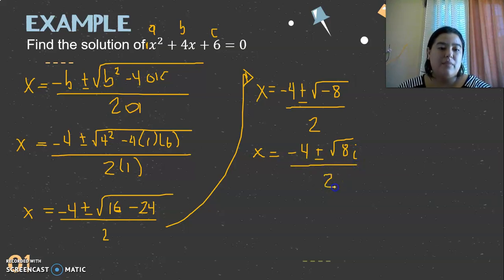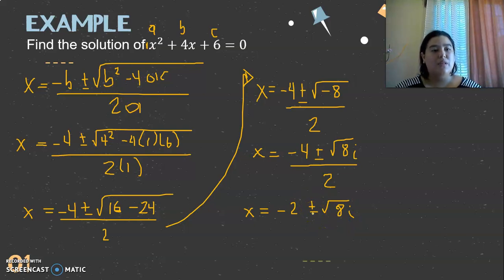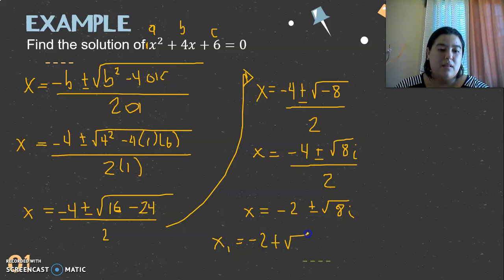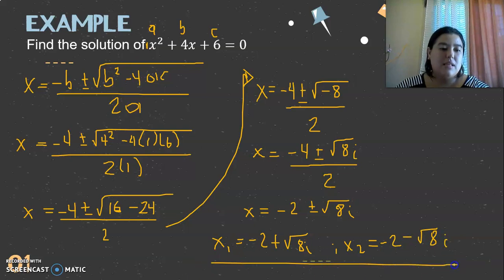And divide by 2. Now we have to divide negative 4 by 2, so equals negative 2, positive or negative square root of 8 imaginary. So as you know, we have positive and negative, so that means we have two solutions, x1 and x2. So x1 is equal to negative 2 plus square root of 8 imaginary, and x2 equals negative 2 minus square root of 8 imaginary, okay?